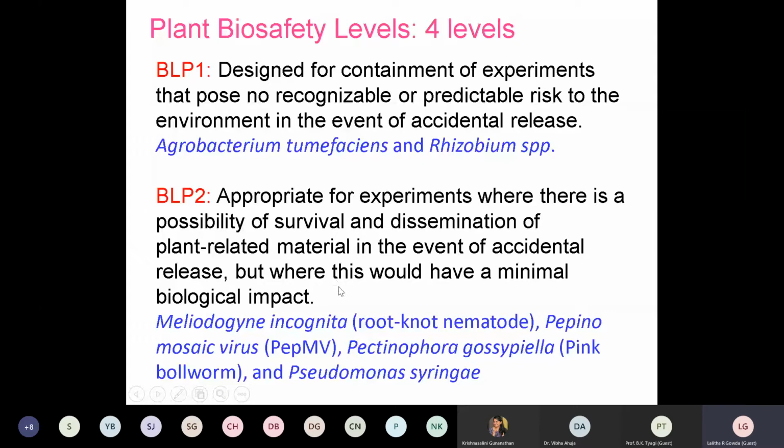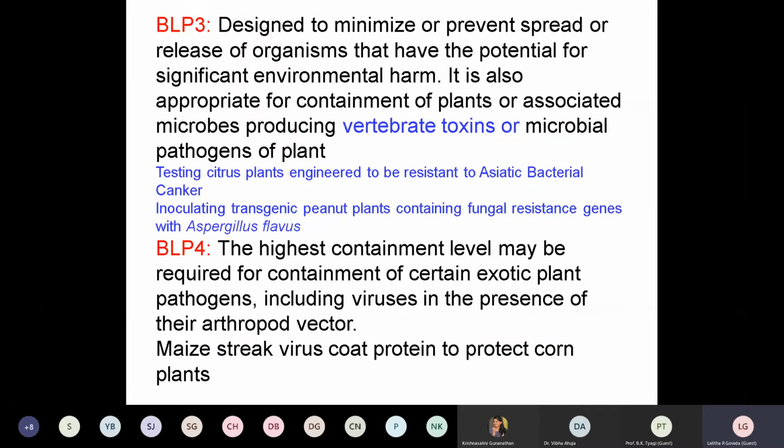For example, the root knot nematode, or any mosaic virus, the pink bollworm, or Pseudomonas. These are examples. If you're working with these or trying to make genetically modified organisms or plants with these types of organisms, you need to use containment level 2. Containment level 3 is used especially if you're working with toxins, such as the vertebrate toxins, maybe abrin or ricin from the castor plant, because they are very toxic, or microbial pathogens of plants.